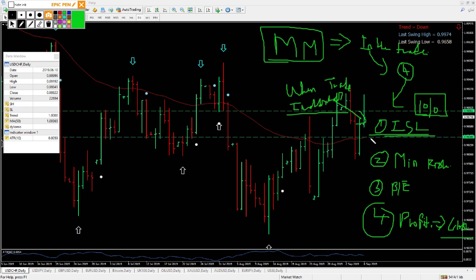The next thing we are talking about is minimizing your risk. Once it goes in your favor, for example, this dollar Swiss trade that we were in, let me just blank this out here. We got in on this particular red bar here, and the next day it did go in our favor. Most of you were in that trade, so you can understand.